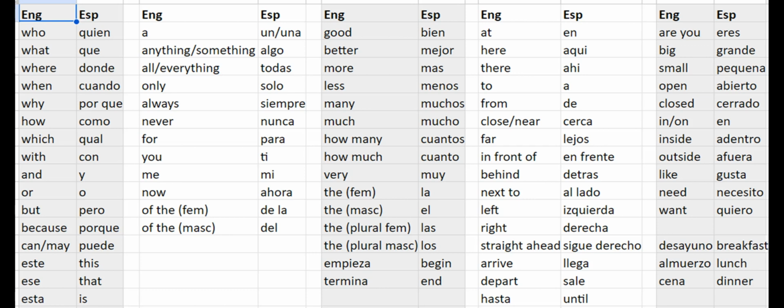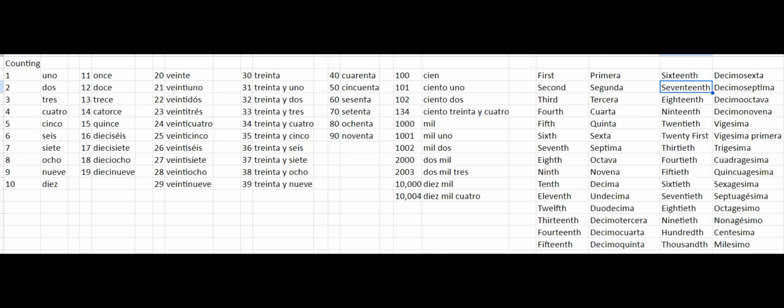Take a screenshot of this, and before each lesson, spend a few seconds glancing over these so that they're memorized and you don't have to keep looking them up. This next sheet is a summary on numbers and how to count. As they say on Shark Tank, you have to know your numbers.